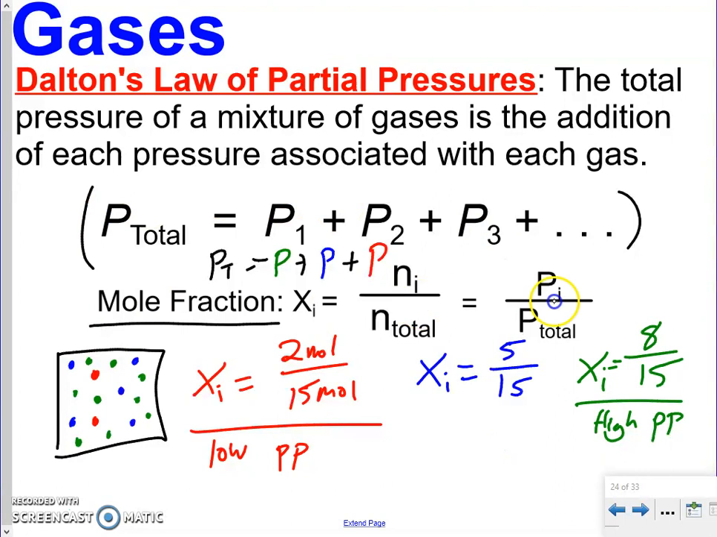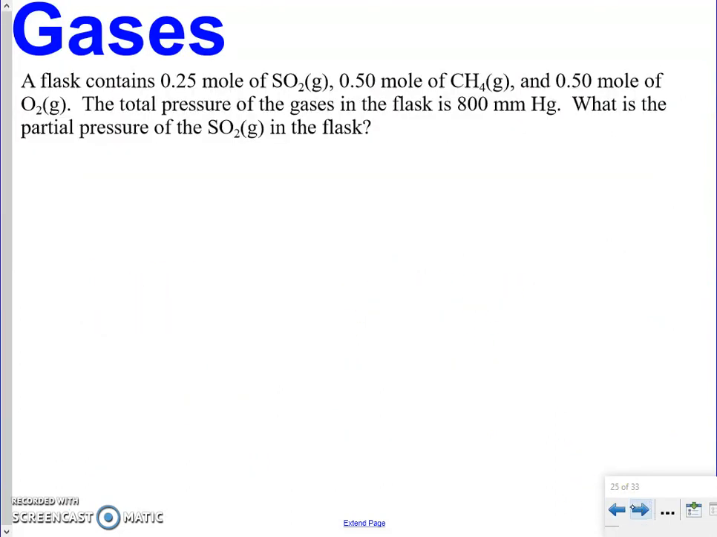So we can kind of use these to do some of our calculations. So let's look at this. Okay, a flask contains 0.25 moles of SO2, 0.5 moles of CH4, and 0.5 moles of O2. The total pressure in the flask is 180 millimeters mercury. What is the partial pressure of SO2 in the flask? And you actually do have this equation on your formula sheet, by the way, so you can pull it up and look at it.